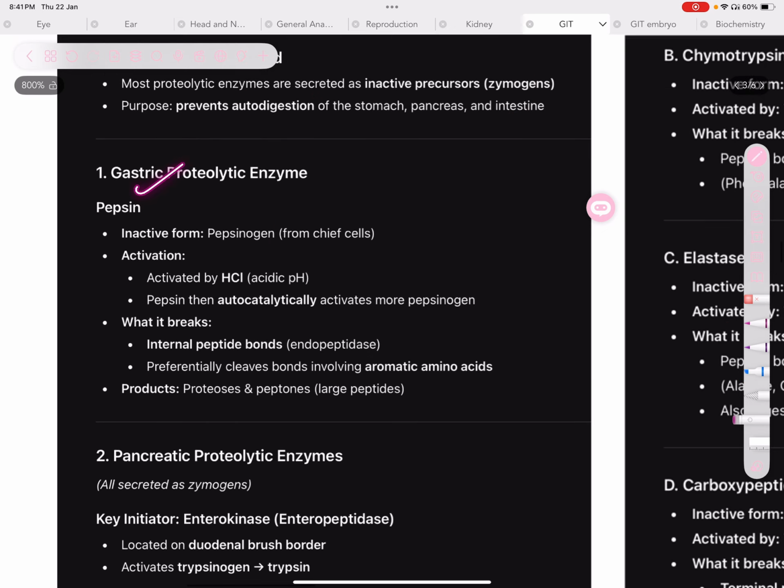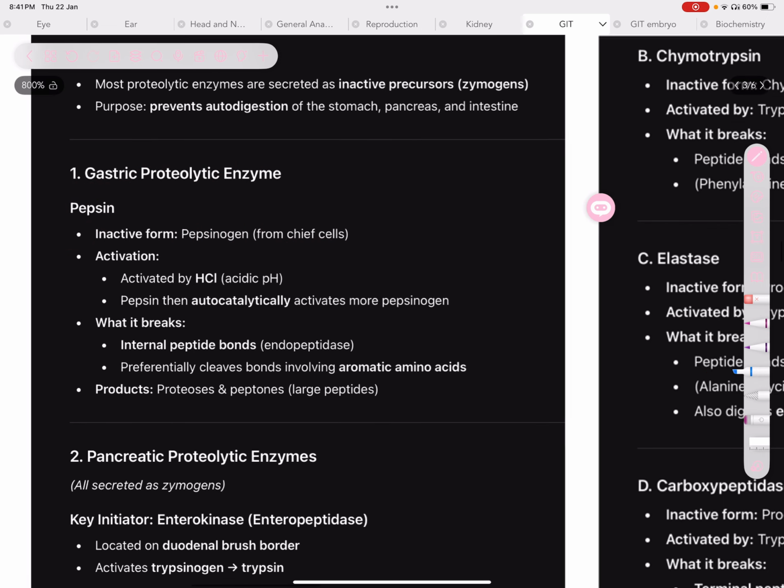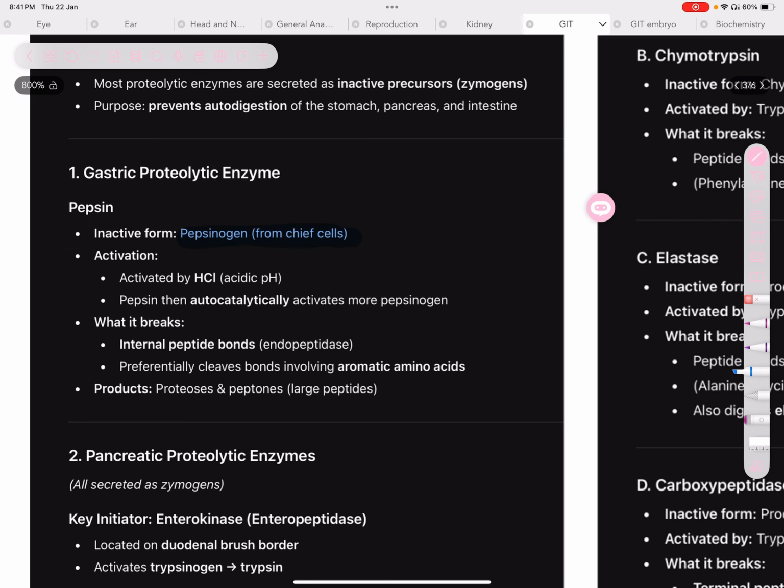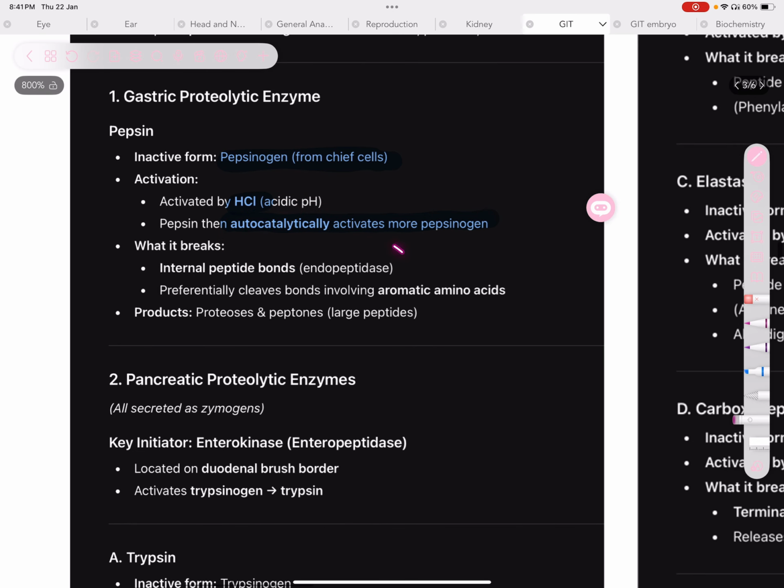Now, the gastric proteolytic enzyme, pepsin, is secreted as pepsinogen from the chief cells. So chief cells are going to secrete pepsinogen, and this is activated by HCl. Pepsin then autocatalytically activates more pepsinogen. So first, some pepsinogen is activated by HCl, then the remaining pepsinogen is activated by pepsin itself. So this is autocatalytic activity. And because this is an endopeptidase, it breaks internal peptide bonds.